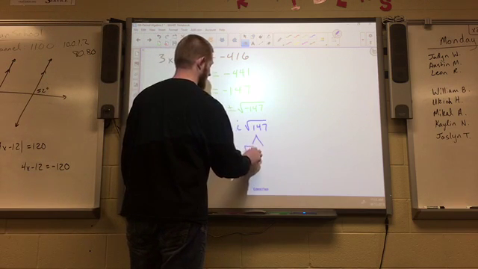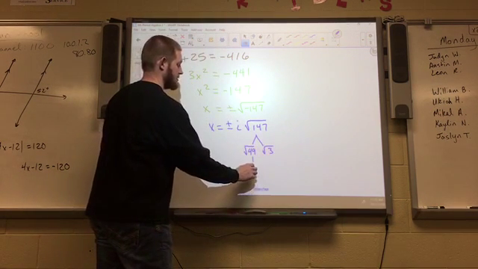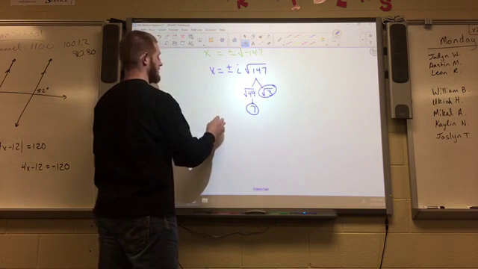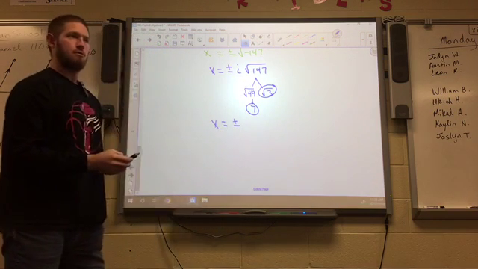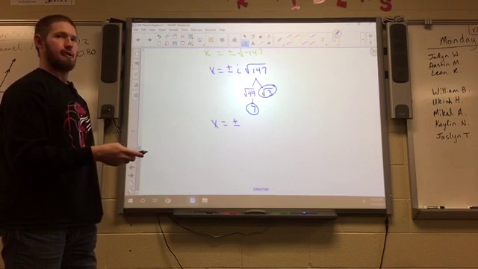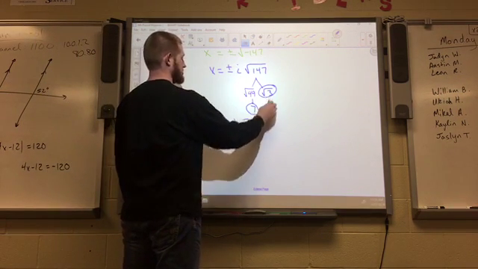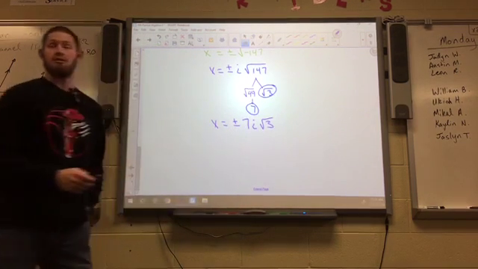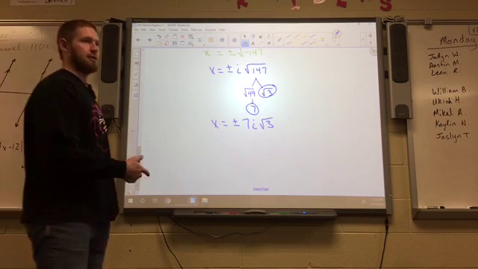It's the square root of 49 times the square root of 3. Square root of 49 is 7. So I have 7 and the square root of 3, but I have this i on the outside. Where does that go? Behind the 7. So I have 7i square root of 3. It's still plus or minus, so there's two answers: a positive 7i square root of 3, and a negative 7i square root of 3.